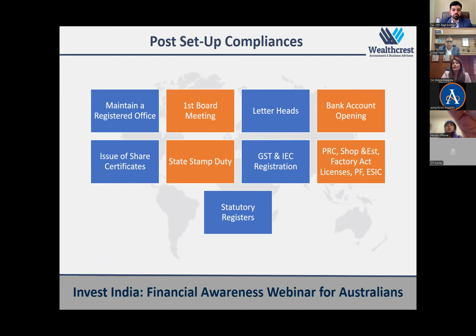Then GST and IEC registration. GST is goods and services tax, and IEC is import export code. So if you want to just register a trading company, then IEC and GST is what you need. Then PTRC is the professional tax registration number, which you would need for your establishment as well as your employees. Then if you are going into manufacturing, there would be Factory Act requirements and licensing. Then PF and ESI is the social security, which would be there for the employees' retirement benefits.